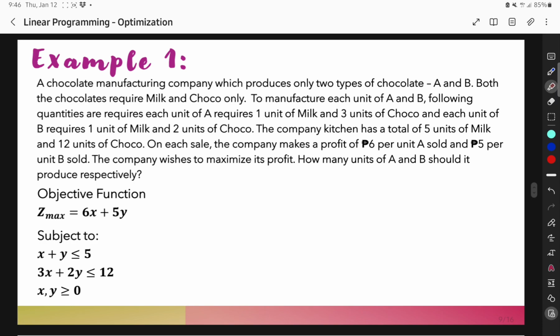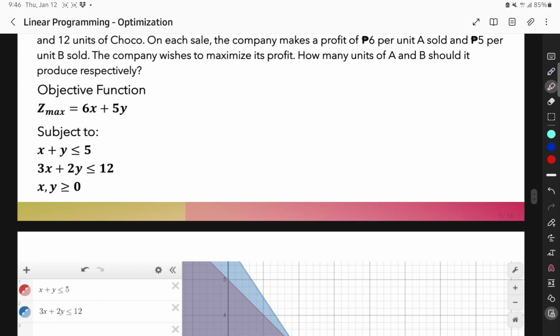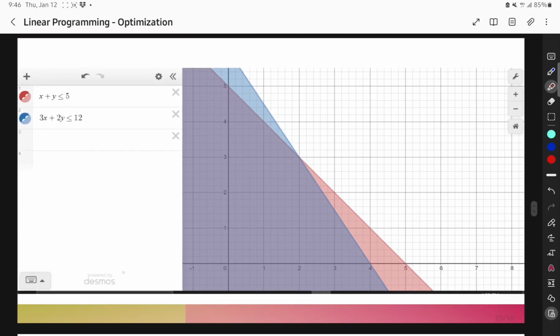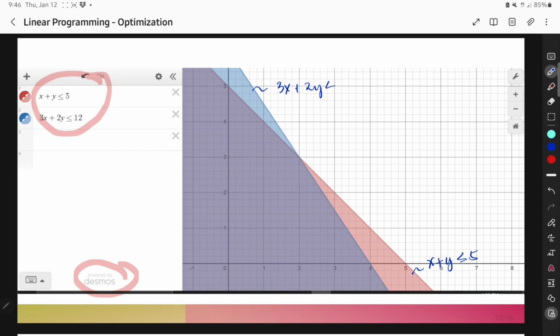Going back to our first example, no, we have here our objective function already and the constraints. Okay, so when you graph that one, I actually use Desmos. Okay, but maybe in the exam the graph will be given, so you have nothing to worry about with the graphing. So with Desmos, all you have to do is type in the constraints here, no? So see here, the red one is your x plus y less than or equal to 5. And the blue one is your 3x plus 2y less than or equal to 12. Now, your feasible region here should be in quadrant 1 only.